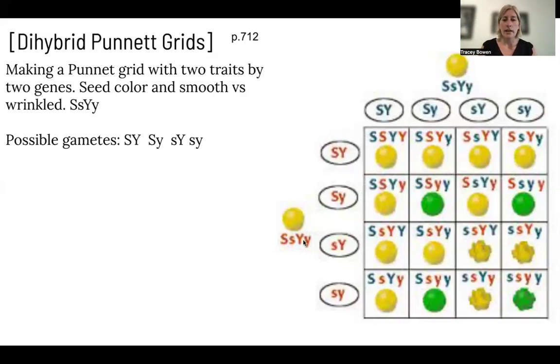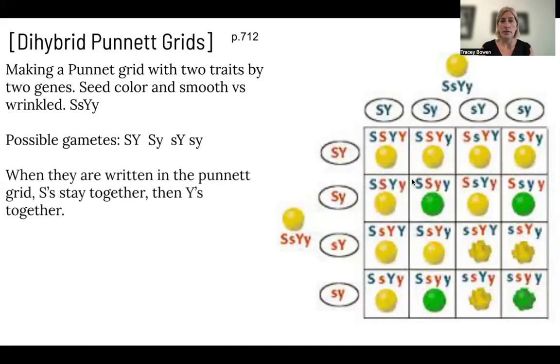And so we could have capital S, capital Y. We could have capital S, small y. We could have small s, capital Y. Or we could have small s, small y. And this is just how the gametes would potentially be generated. And there could be options for any of these possible gamete combinations. And so if we are going to create the Punnett grid, then all we have to do is write into the squares the 2 different characteristics, the gene for S, and so we keep the S's together, and the gene for Y, we keep the Y's together. And so there would be 4 letters in there.